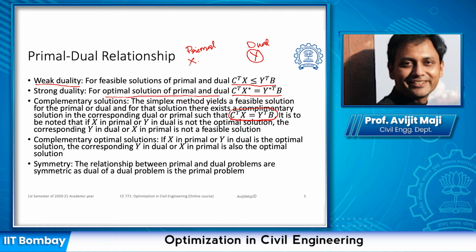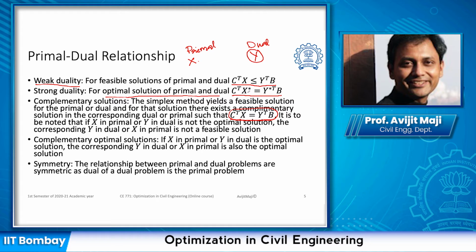This is one property which will come later for the understanding. This is what the complementary solution relationship means. However, if the complementary solution is an optimal solution, that relationship is known as complementary optimum solution. In that case, if x in primal or y in dual is the optimal solution, the corresponding y in dual or x in primal is also the optimal solution. So this is in connection with the strong duality. If one is optimal, the other is also going to be optimal. That is what the complementary optimal solution indicates.